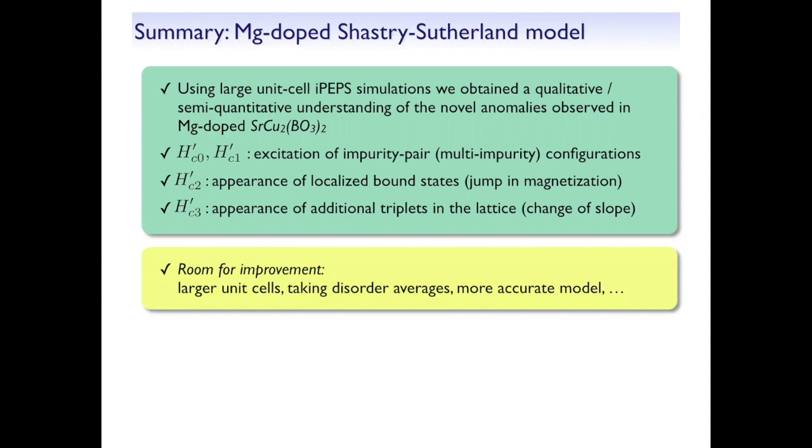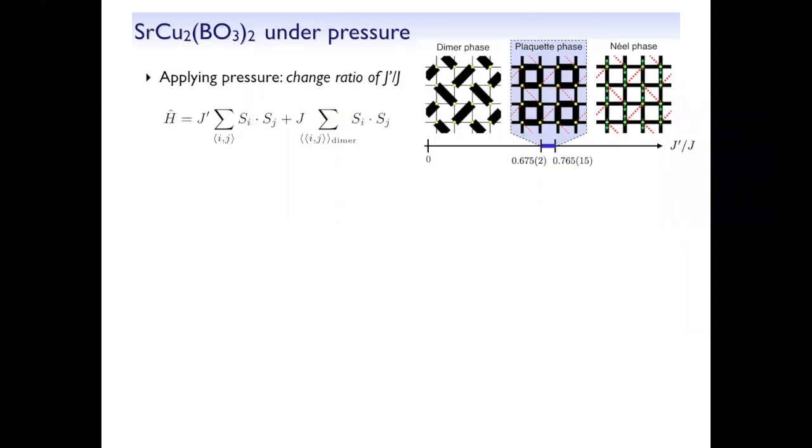Okay, now on the quantitative level, there would still be room for improvement. We could go to larger unit cell sizes or take disorder averages and so on. But in the end, we believe that this will not really alter the picture we obtained here in a significant way.